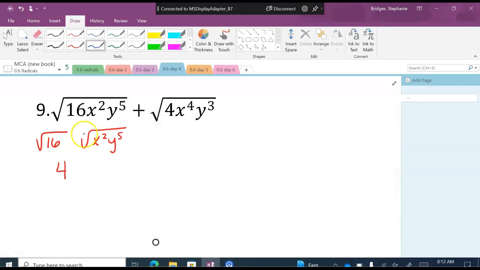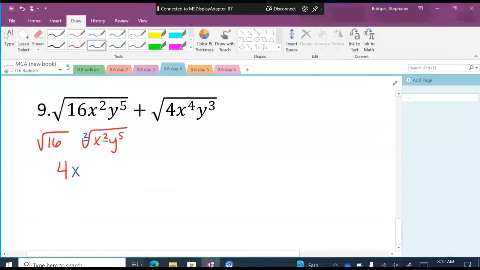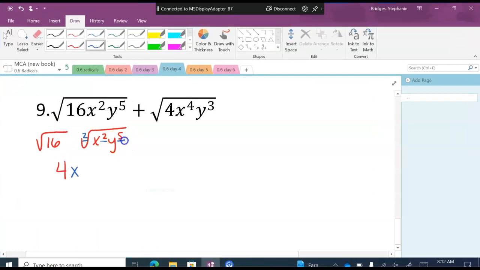Keep in mind, when the index is not there, it is a 2. How many times does 2 fit into 2? 1. Any extras or leftovers? No. Then we're going to do the same thing with the y's. How many times does 2 fit into 5? 2. Do they have any leftovers there? 1. Okay. So 16x squared y to the 5th is going to simplify to be 4xy squared times the square root of y. Is everybody okay with that first part?